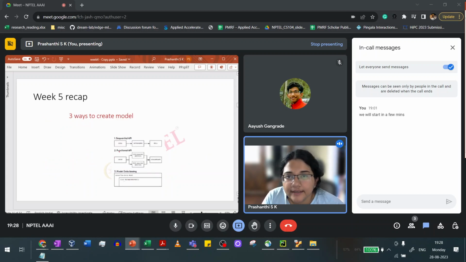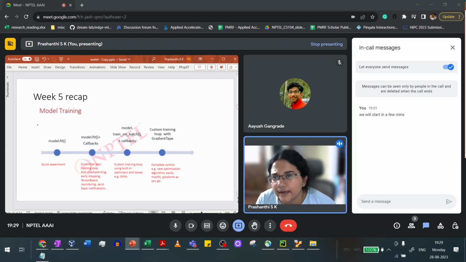So this continues on the same thing. You see the sequential API, which defines a model as a series of layers. Then there is the functional API, which allows you to do slightly different things. And then there is model subclassing, where you have to write everything from scratch.